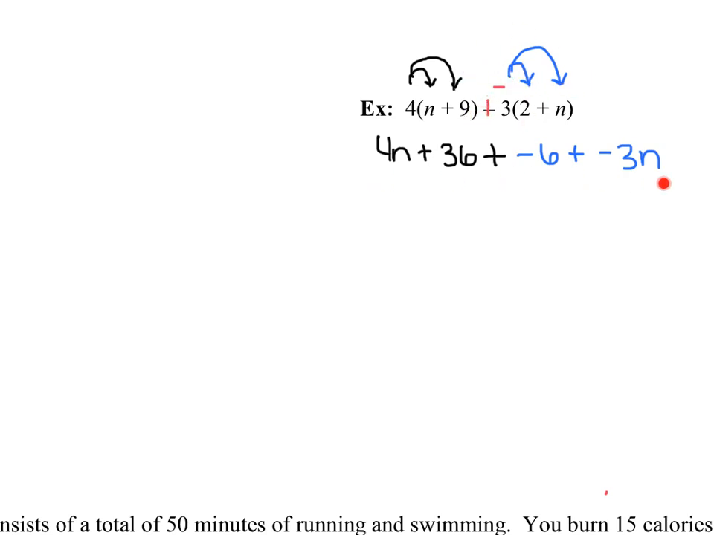So now I just have 4 terms, 4n, 36, negative 6, and negative 3n. And now I'm going to combine my like terms. So I have 4n and negative 3n, which I'm allowed to add because they're like terms. So to add like terms, you just add their coefficients. So I'm going to add 4 and negative 3, which is 1, so I have 1n. You could also write that just as n. Plus, my next set of like terms is 36 and negative 6, which adds to 30. They're not like terms anymore, so I'm done. So my final answer is 1n plus 30, or you could even say it's just n plus 30.